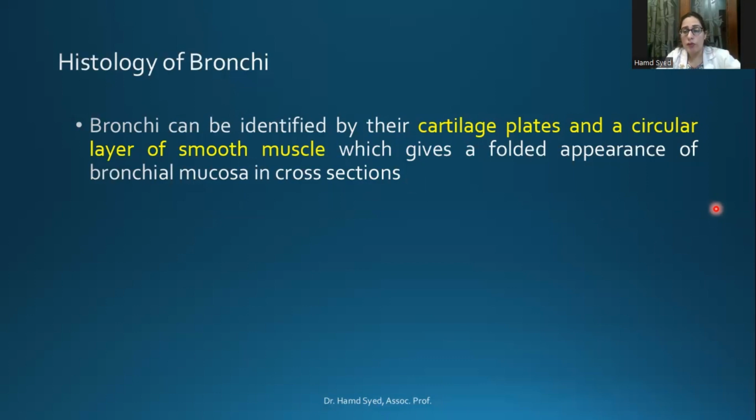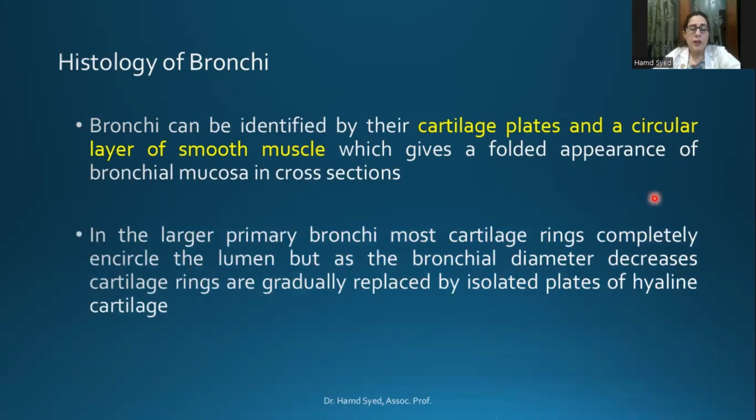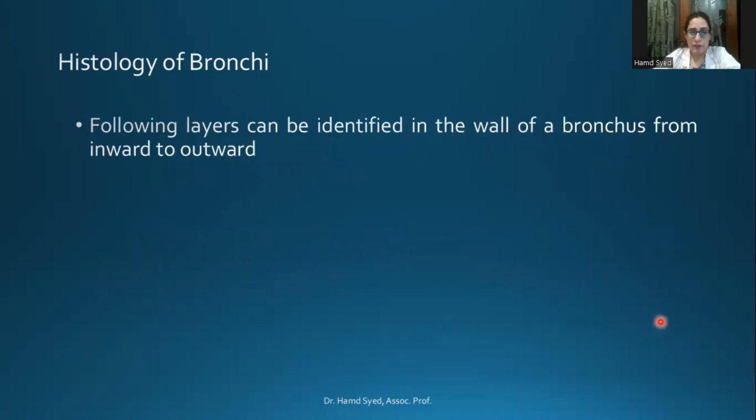But as we go further down the bronchial tree, these rings become replaced by plates of cartilage, and there is also a circular layer of smooth muscle, which gives a folded appearance of bronchial mucosa in cross sections. In the larger primary bronchi, these rings will completely encircle the lumen, but then furthermore, the cartilage plates which are present in the smaller bronchi are visible as isolated regions of cartilage. So what are the layers in the wall of a bronchus?